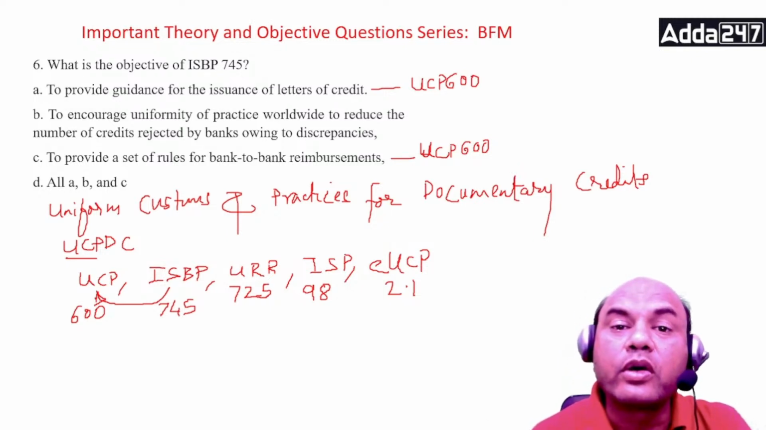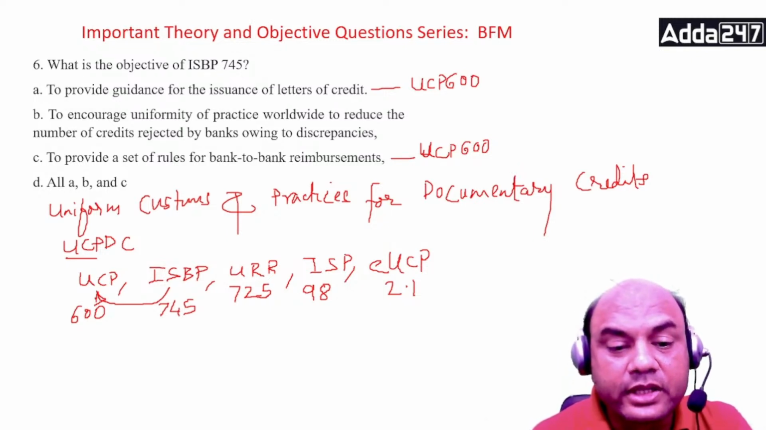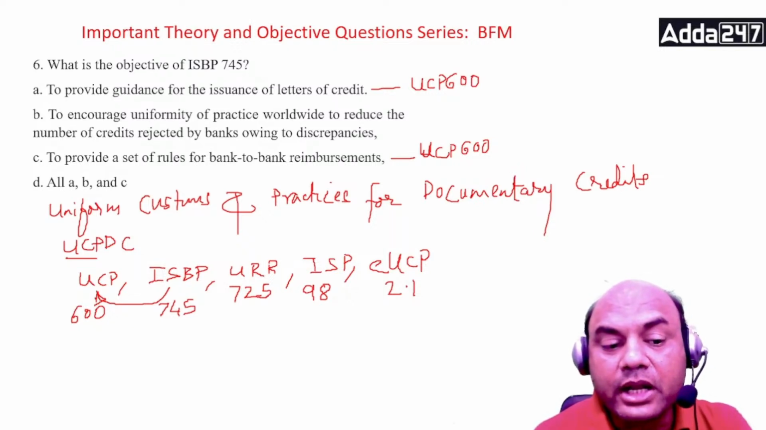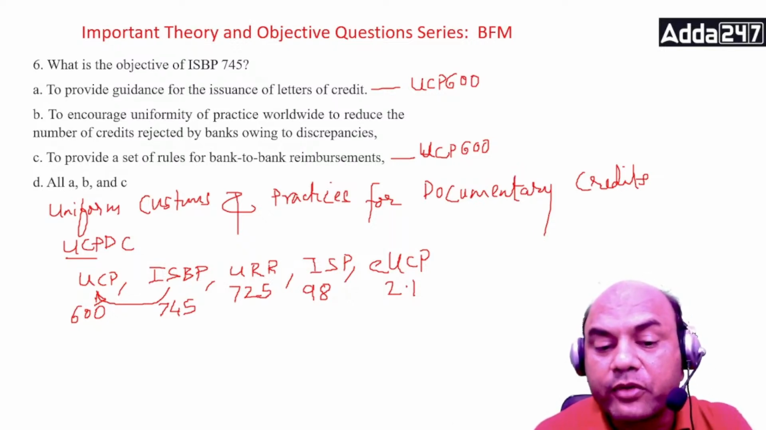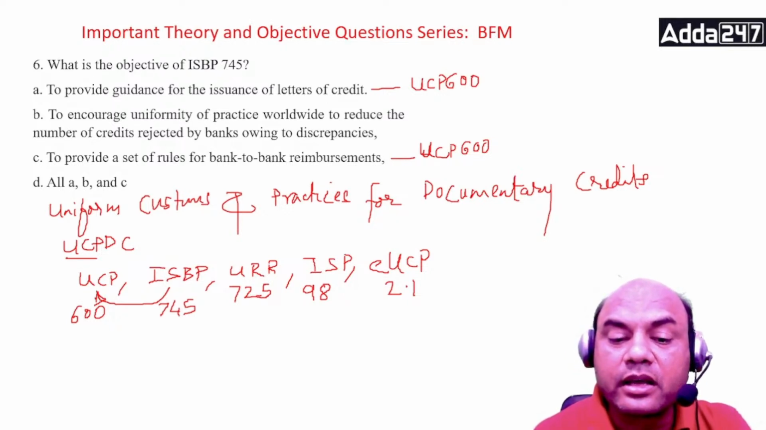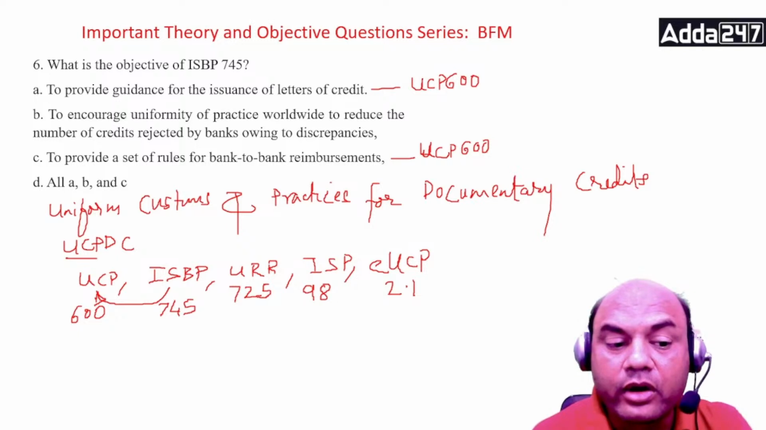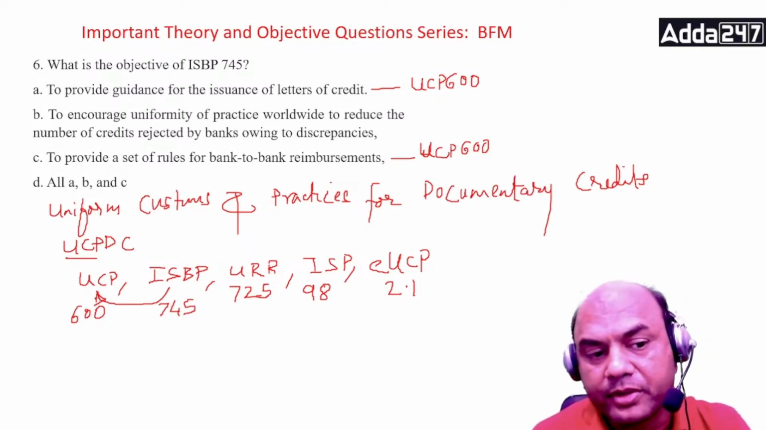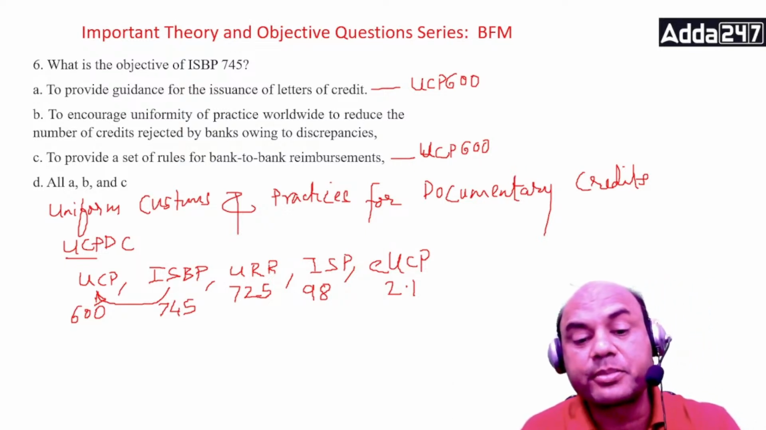EUCP is for the online side. All these four things basically relate to UCP, which is for LC business. Now LC means physical LC, but nowadays we are shifting to an e-platform. So that's why we have EUCP. EUCP is basically a supplement to UCP 600, for online trading and online presentation under UCP. That is the basic purpose of EUCP.